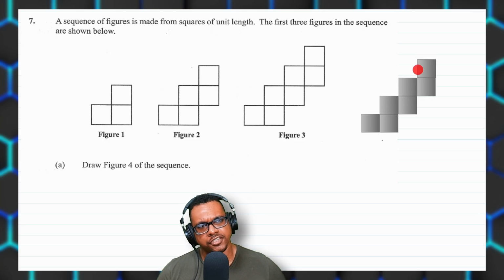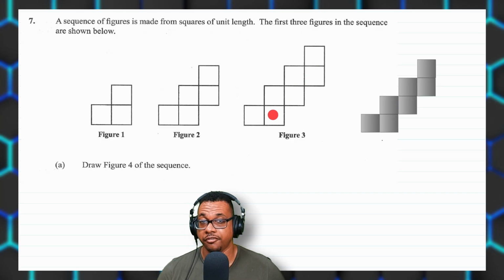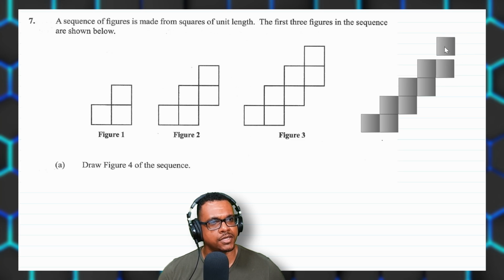Alright, so here I've just repeated this figure 3. And now to continue to make it figure 4, I just had to add 1 square here and then 1 square above. So I'm adding my square here at the side. And now I'm adding the next square above here. And this would be my figure 4. Alright, so I'm just going to put figure 4 here.